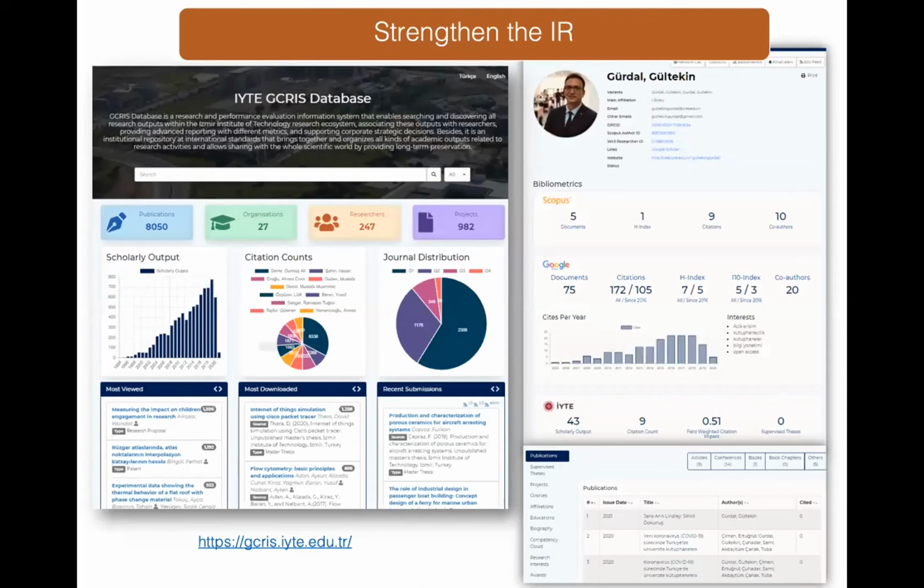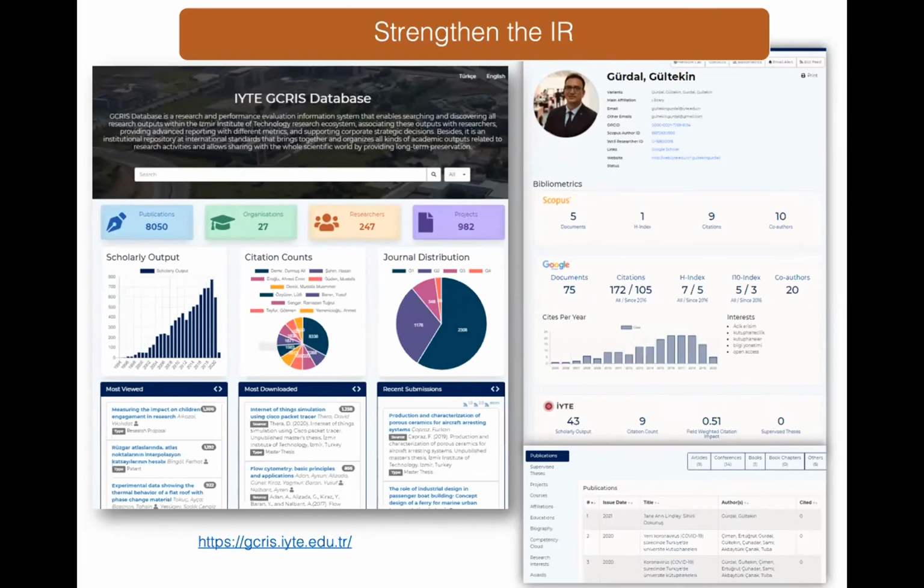I would like to share this slide because, as many of you know, it's not easy to get the attention of faculty members and university management for the institutional repository. We used this space for more than 8 years, just collecting their publications and outputs and putting them into the repository, but it's not enough to get their attention. So we changed our repository software to GCRIS, which is based on DSpace-CRIS, but we added lots of different features to our system.